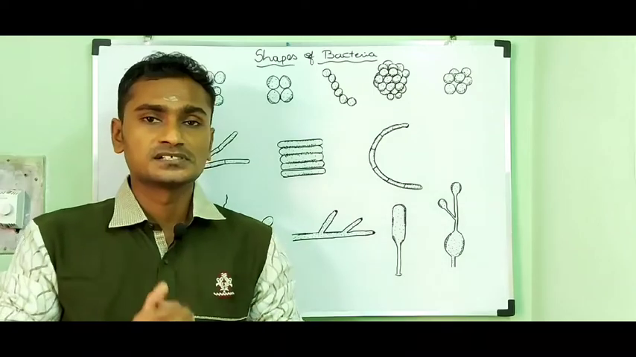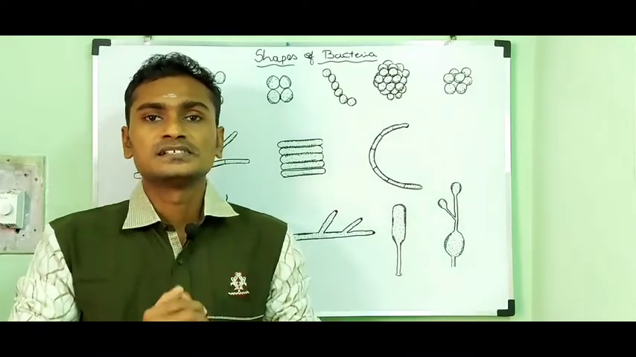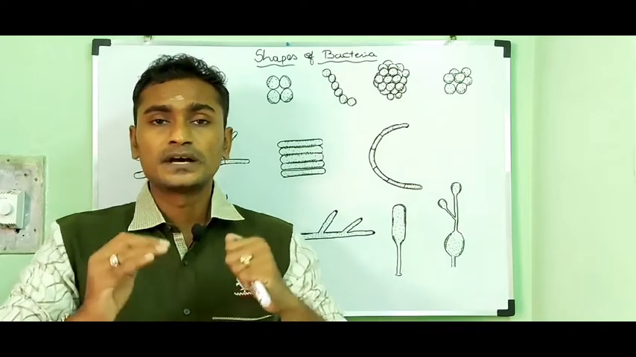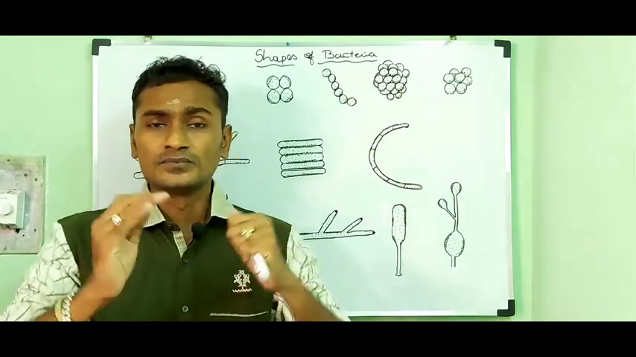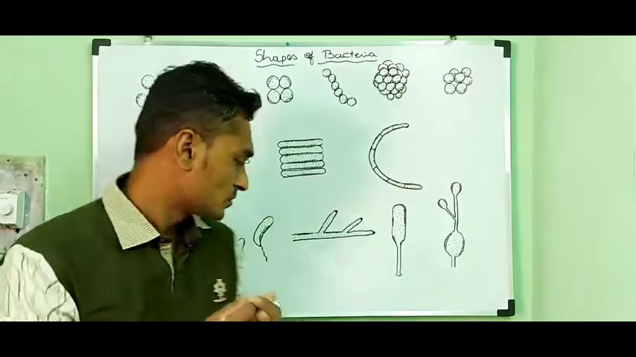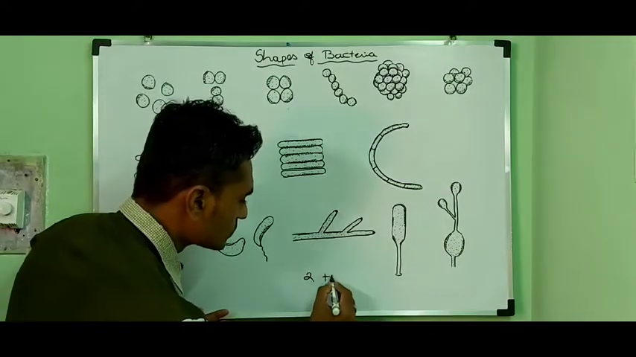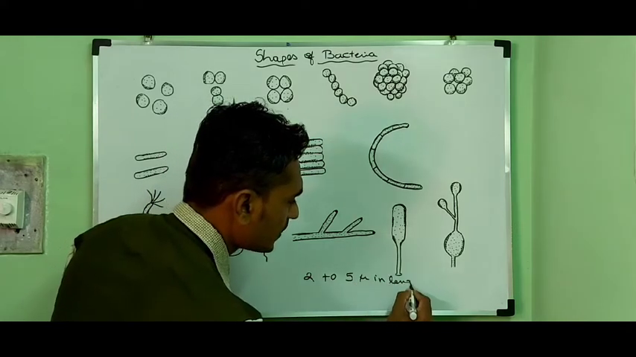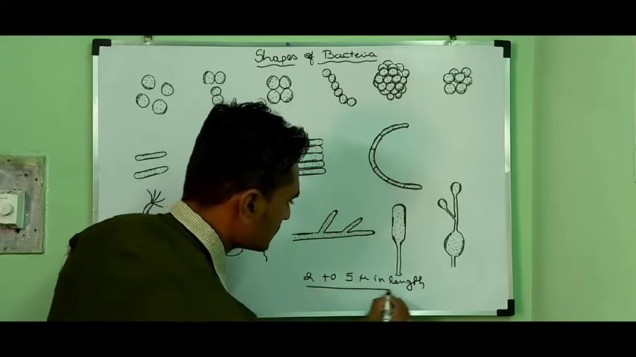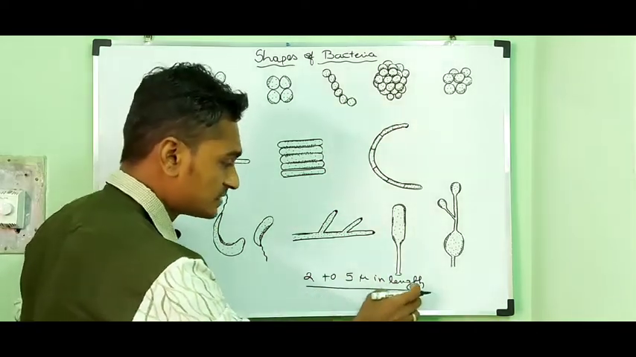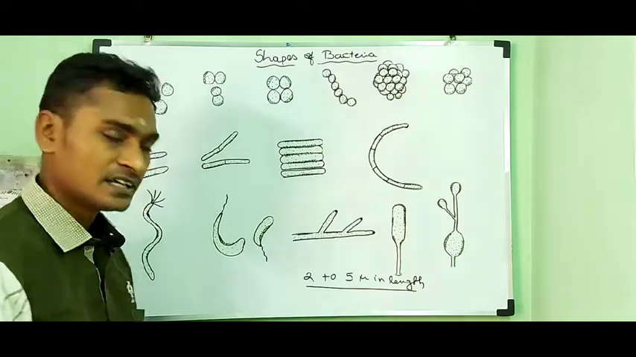Depending upon the species, the bacterial cell size shows great variation. The average size of the bacterial cell is about 2 to 5 micron in length. So this is the average size of a bacterial cell, 2 to 5 micron in length.